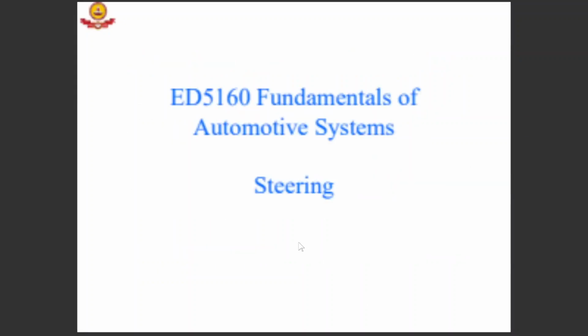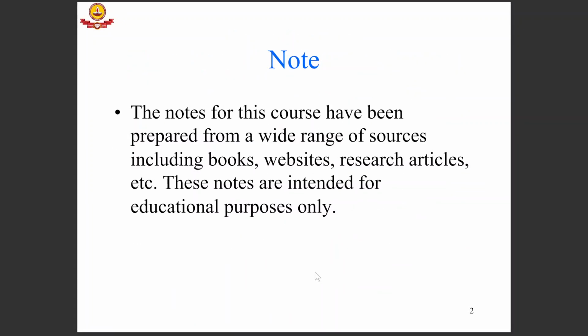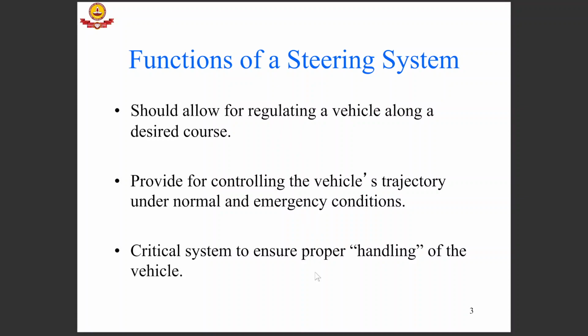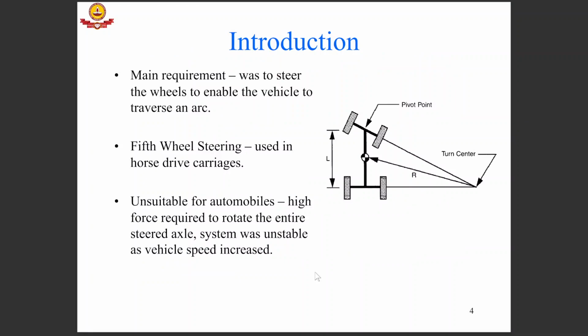Alright, so these are the functions of a steering system. It should allow for regulating a vehicle along a desired course. So we should be able to provide control input to the vehicle for lateral movement, or for lateral motion, and it's a critical system that ensures proper handling of the vehicle.